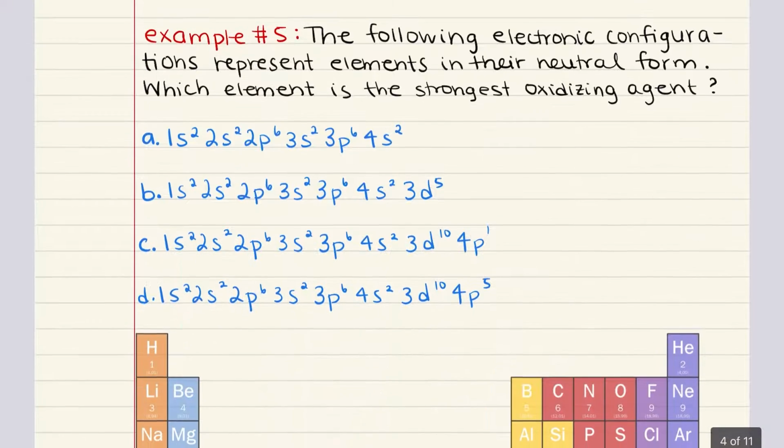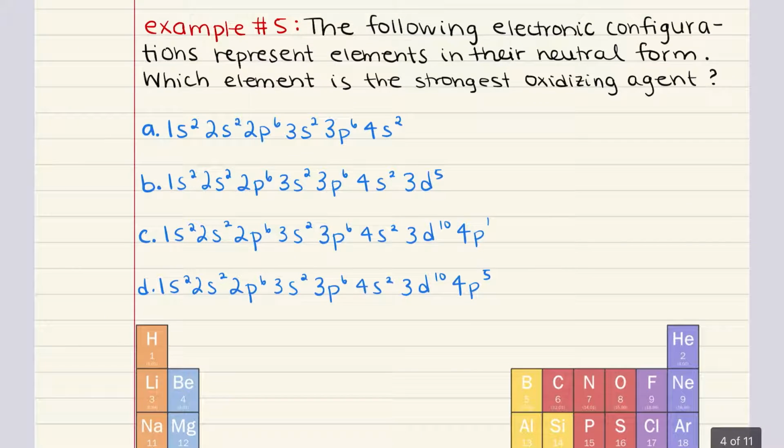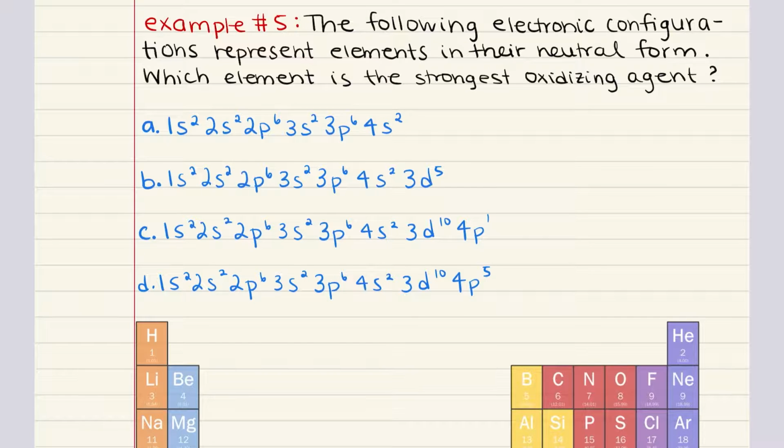Let's move on to problem 5. Problem 5 says the following electronic configurations represent elements in their neutral form. Which element is the strongest oxidizing agent? To answer this question, we should keep in mind that an oxidizing agent is a substance that gains electrons in a chemical reaction and gets reduced.